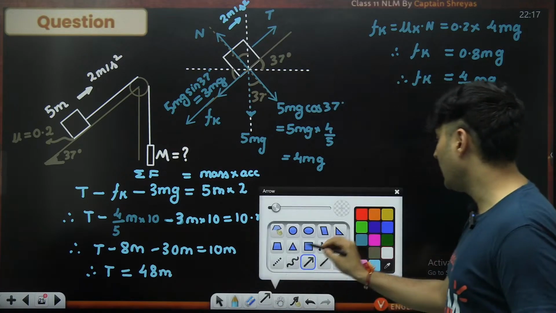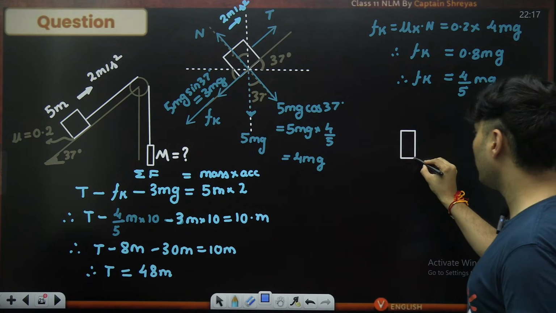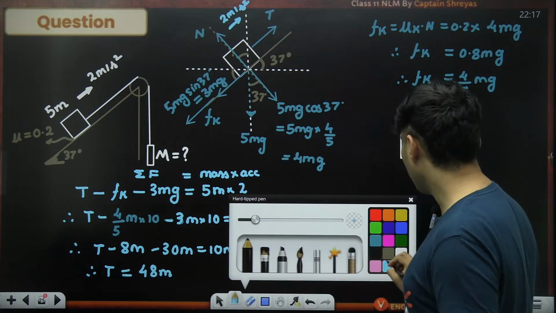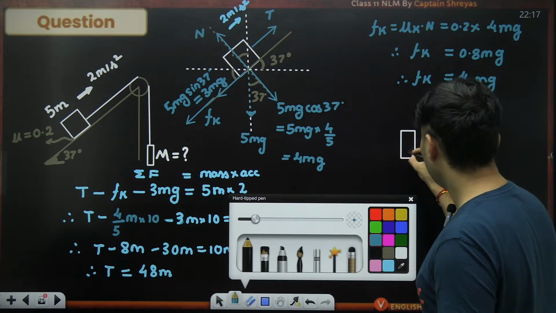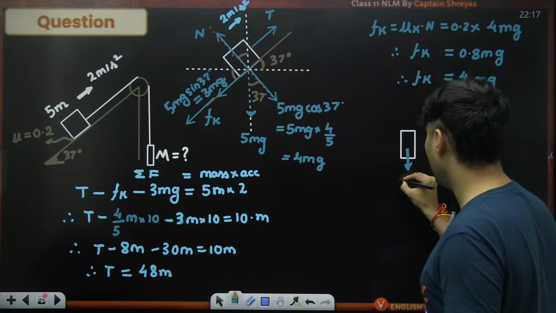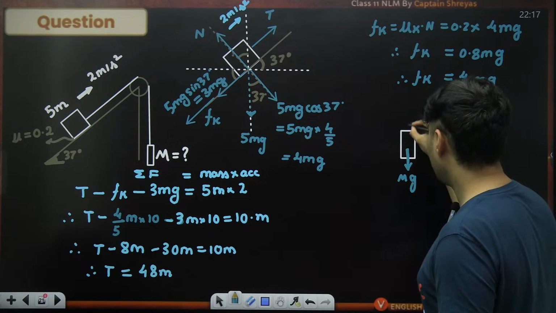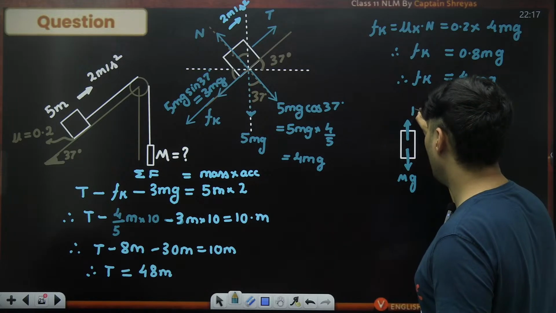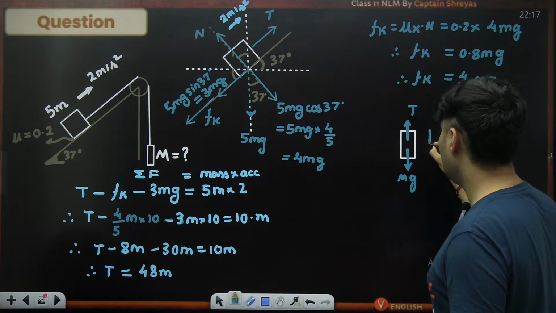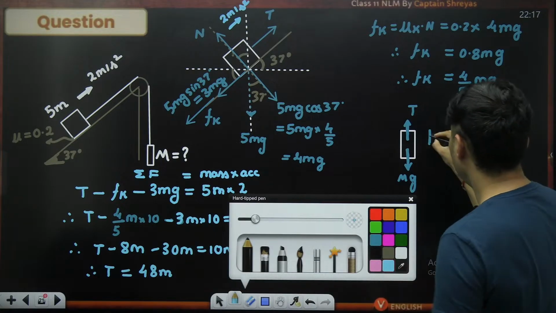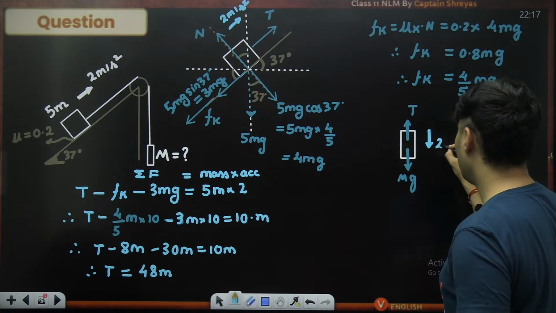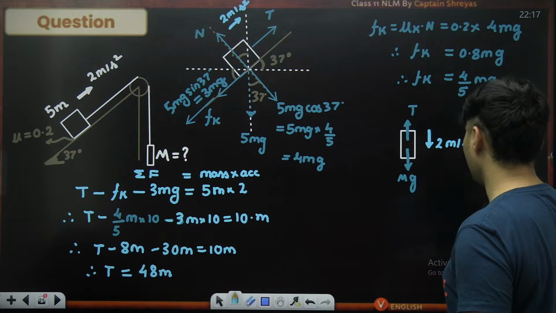So, time to start drawing the free body diagram of that mass over here. What are the different forces acting on it? Its own weight is pulling it down by mg. The tension is pulling it up by T, and it is going down eventually with an acceleration of the same value, 2 meters per second square.